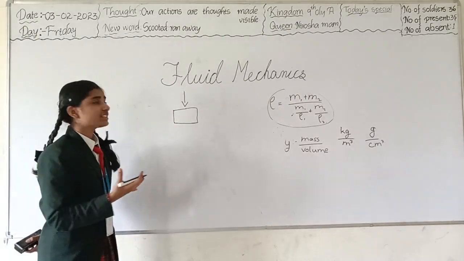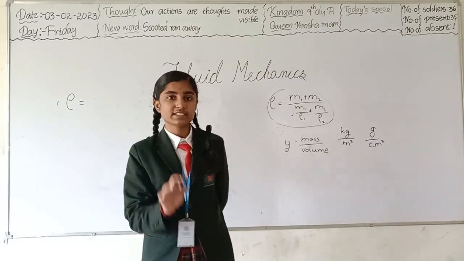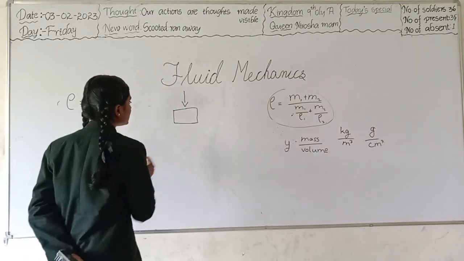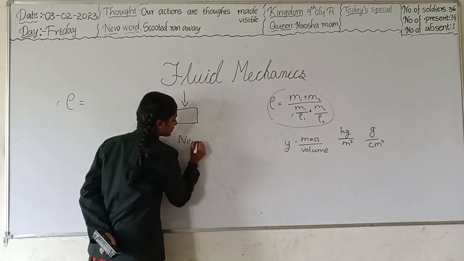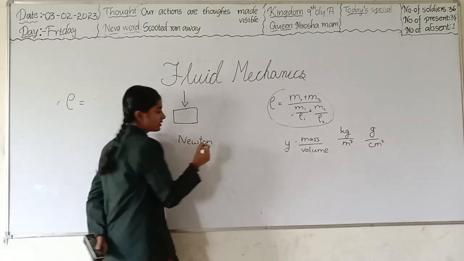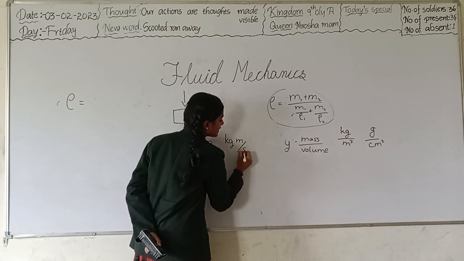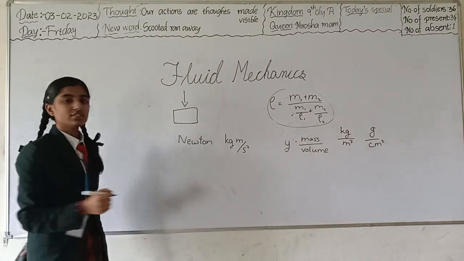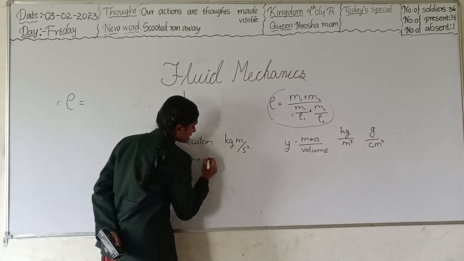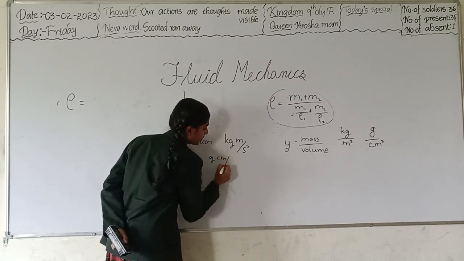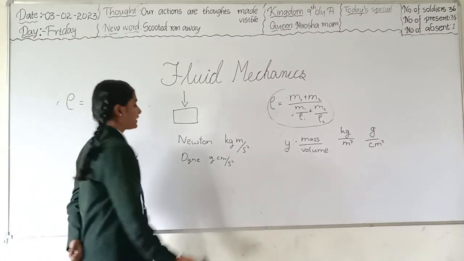As thrust is a kind of force, the SI unit, CGS unit, everything is similar for thrust and force. That means the SI unit of thrust is Newton, which means kilogram meter per second square. And the CGS unit will be dyne, which means gram centimeter per second square. And thrust is a vector quantity.